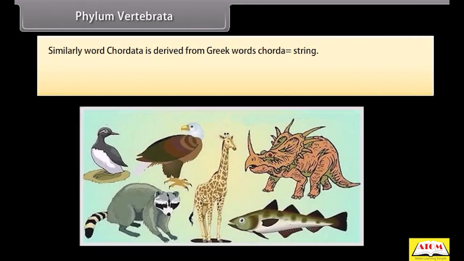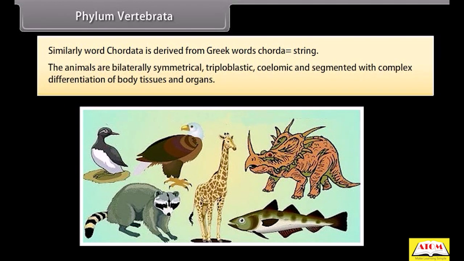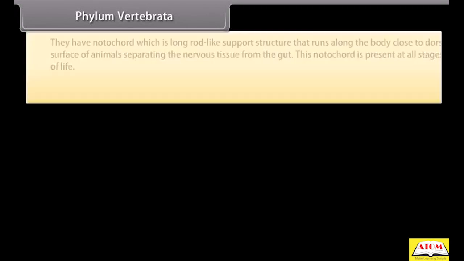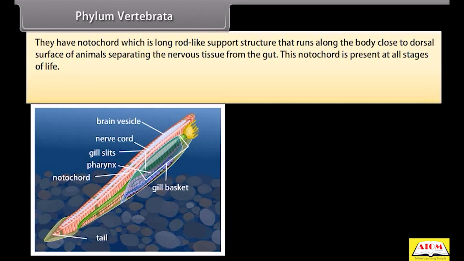Phylum Vertebrata. Similarly, word chordata is derived from Greek words chorda, which is string. The animals are bilaterally symmetrical, triploblastic, coelomic, and segmented with complex differentiation of body tissues and organs. They have notochord, which is long rod-like support structure that runs along the body close to dorsal surface of animals, separating the nervous tissue from the gut. This notochord is present at all stages of life.